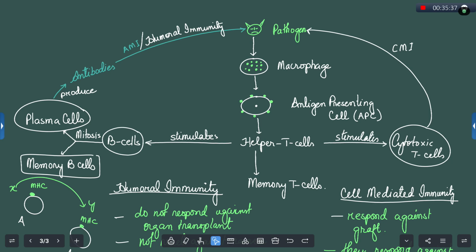So the second response will be very fast and very quick. What is that second response called? Secondary immune response. That is why we have vaccination. Why do we vaccinate? We vaccinate just to develop the secondary immune response. Okay. Next.